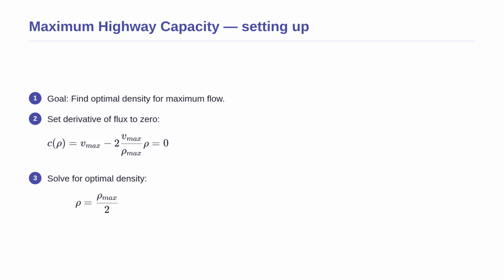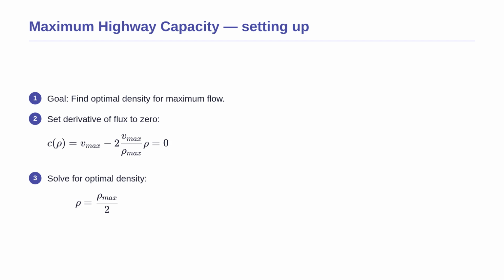Now, let us tackle another problem using the exact same highway parameters. We want to find the specific density at which the highway carries the maximum number of cars per hour. In calculus, to find the maximum of a function, we set its first derivative to 0. Since the derivative of flux is the wave speed, we set our wave speed equation equal to 0.